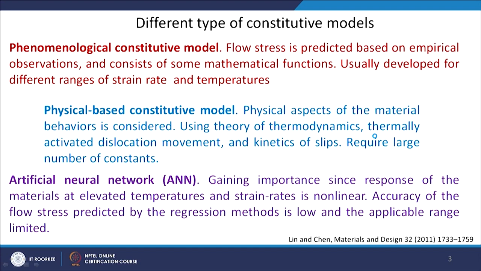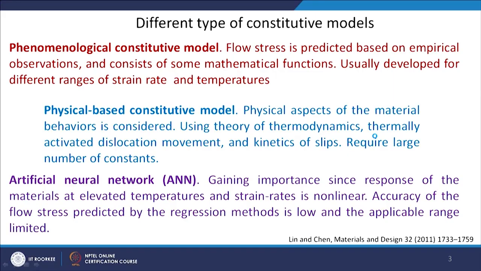The importance of ANN model is that you do not have to understand the actual metallurgical process. So, basically you have some input data and you have some output data. Input data will be in the form of a strain rate and temperature, for example, and output is in the form of a stress. So, you train the ANN model using this data, and then you try to predict what will be the stress at any other condition.